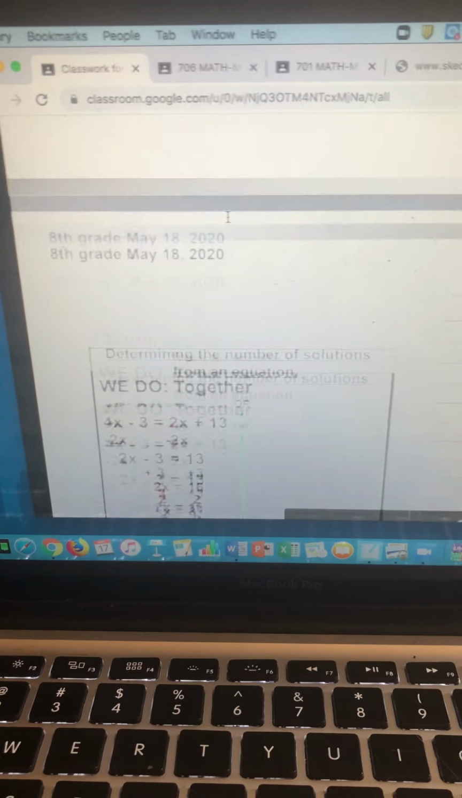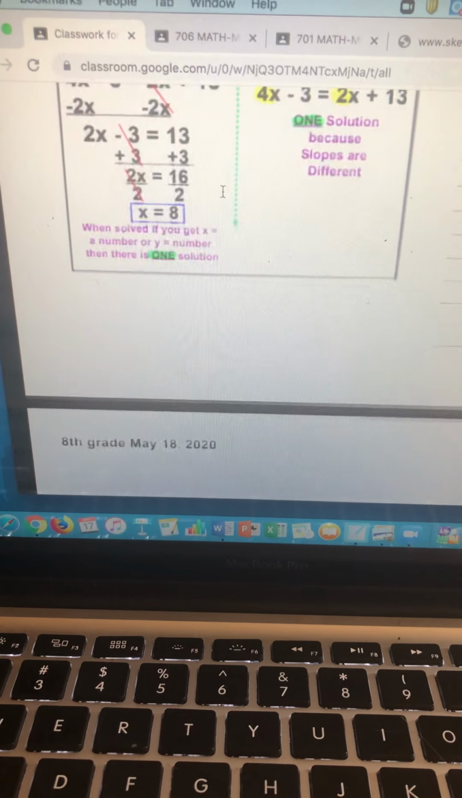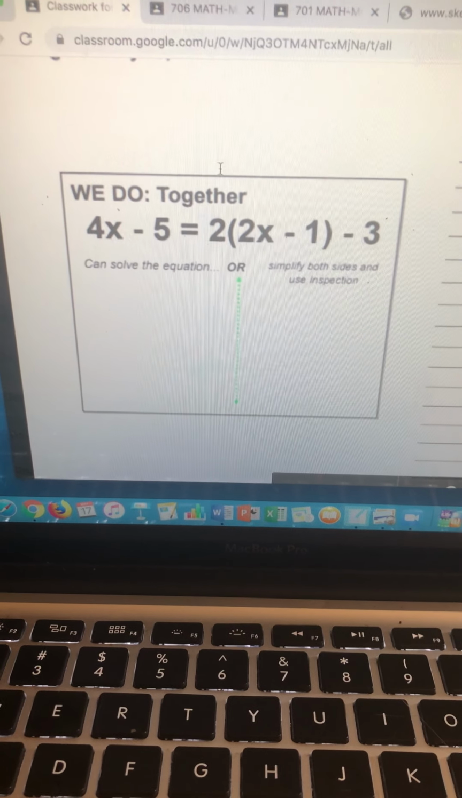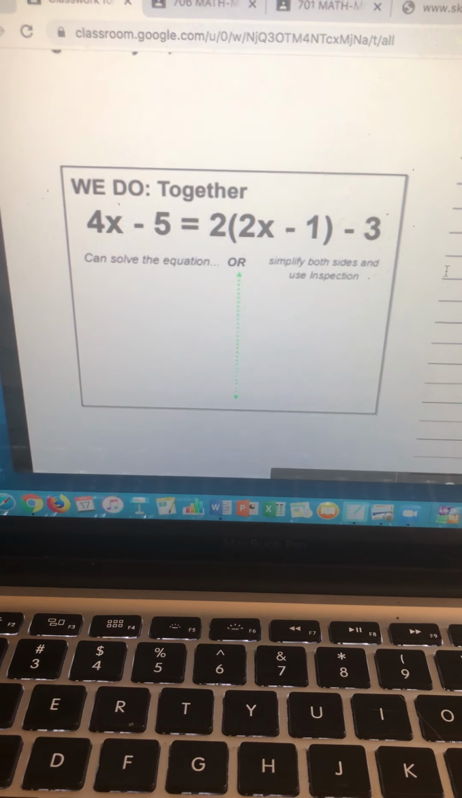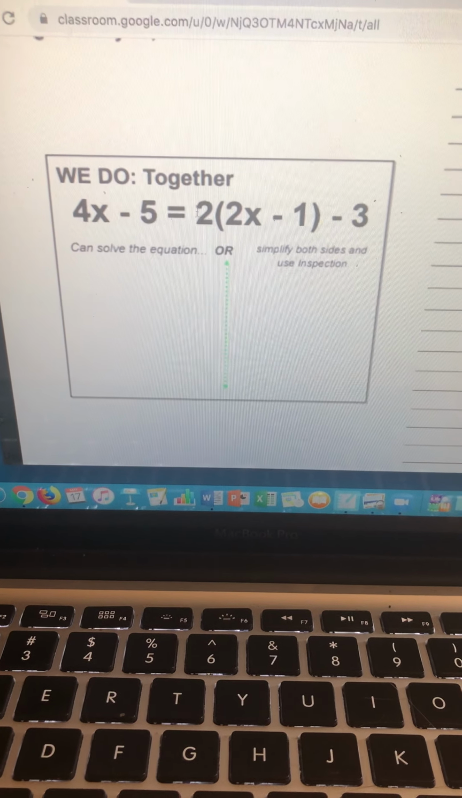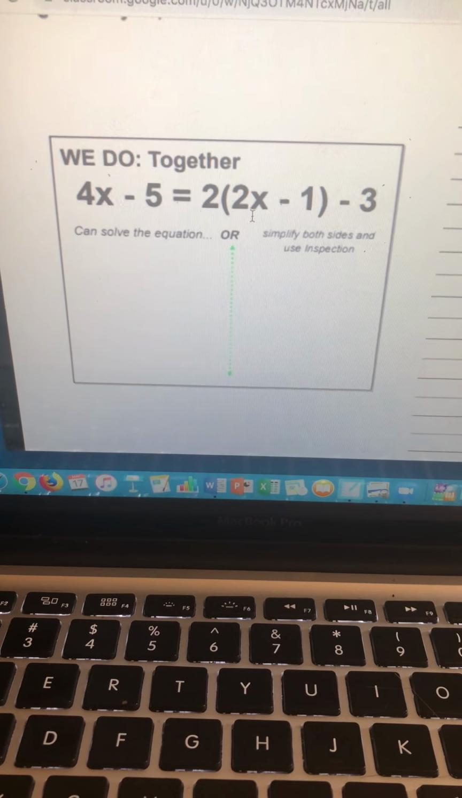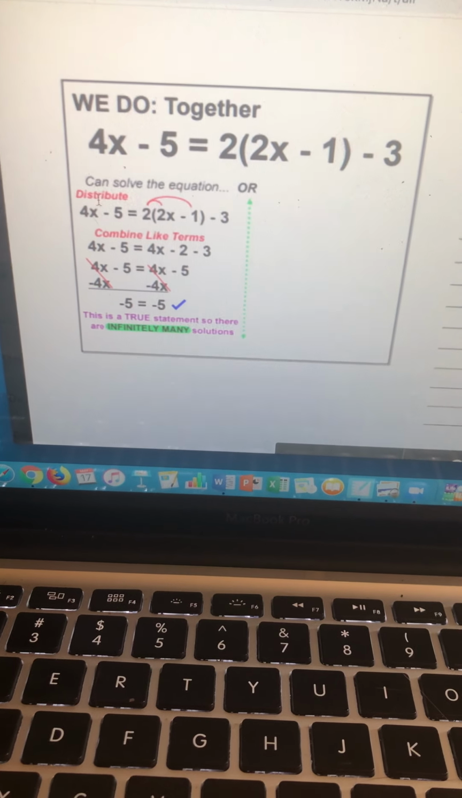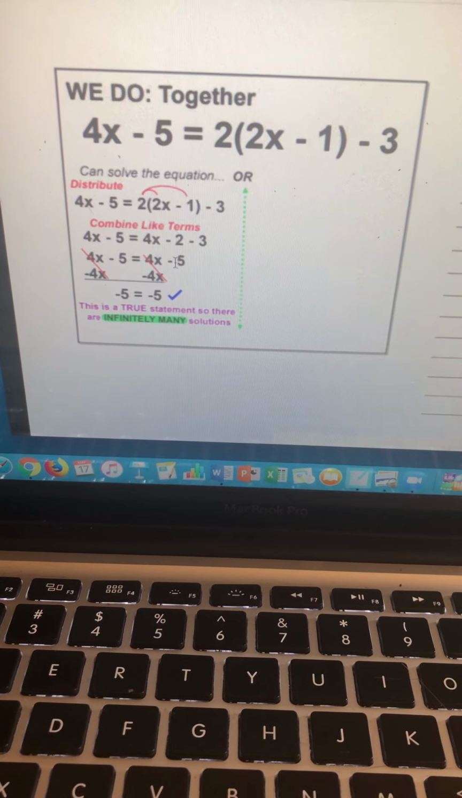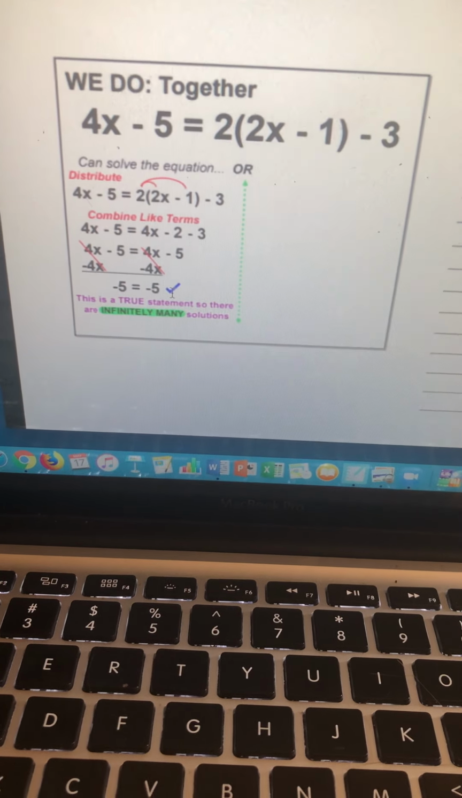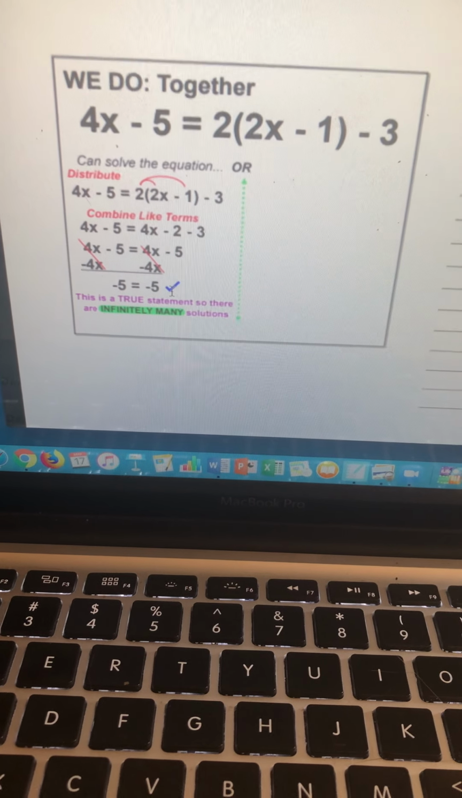Let me make sure I take you through the rest of the lesson in case anything comes up that might be a little tricky for you. So there's the two options: solving the equation or just using inspection, both supporting that there is one solution. Here's another where we can't use inspection right away because there's a distribution that has to happen and also a combination. So you do have to do a little work sometimes for equations like this. You'll see here I started solving, I distributed, I combined like terms, I inversed, and I got -5 equals -5. That's a true statement, so that means there are infinitely many solutions.